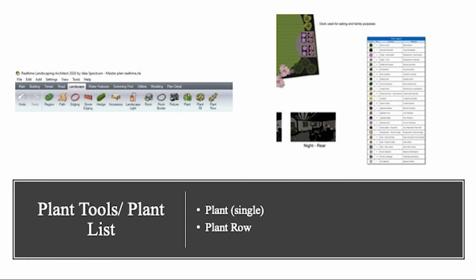There are many real-time industry-specific plant tools that are used to create a real representation of the plants. These tools are plant, which is for a single plant, and plant row to add multiple plants at a time. The options the user can choose from when it comes to plants are shrubs, trees, and perennials.